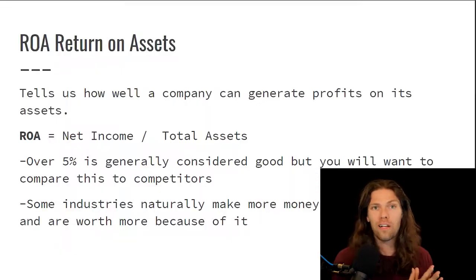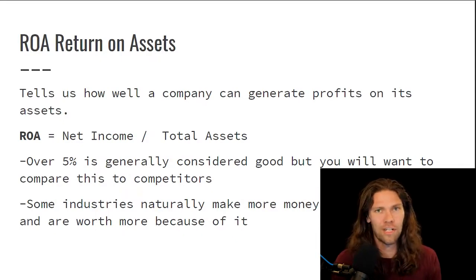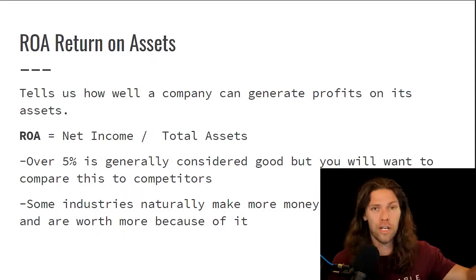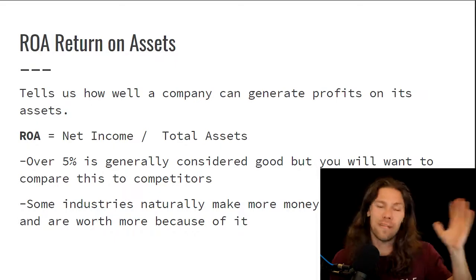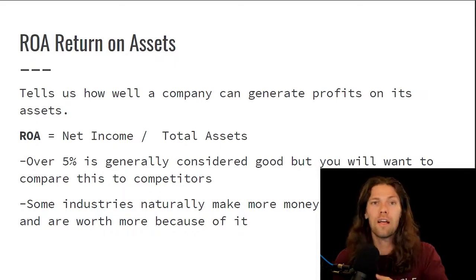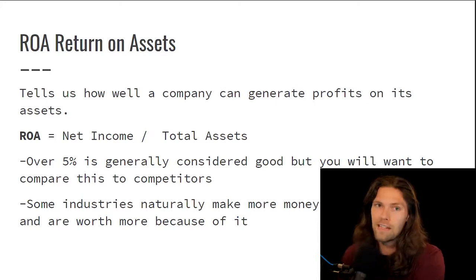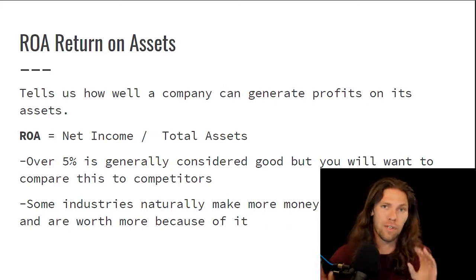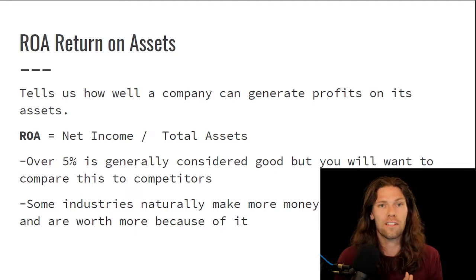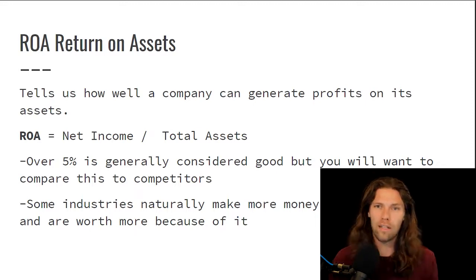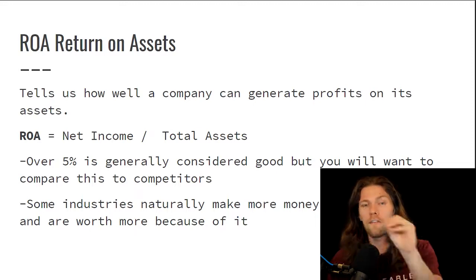Now the last ratio that we're going to cover is the return on assets ratio. It's important to note this isn't all the ratios. There are so many, it's basically unlimited, the number of ratios there are. These are just some of the top ratios. But now that you understand how to find the basics here, you'll be able to calculate other ratios on your own. So the return on assets ratio tells us how well a company can generate profits from its assets.